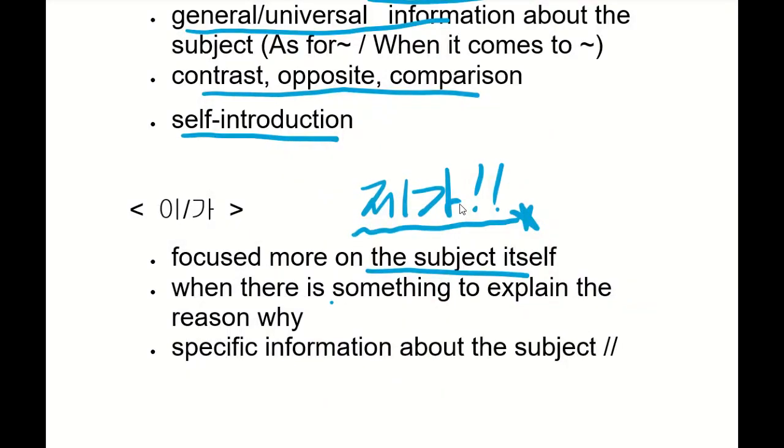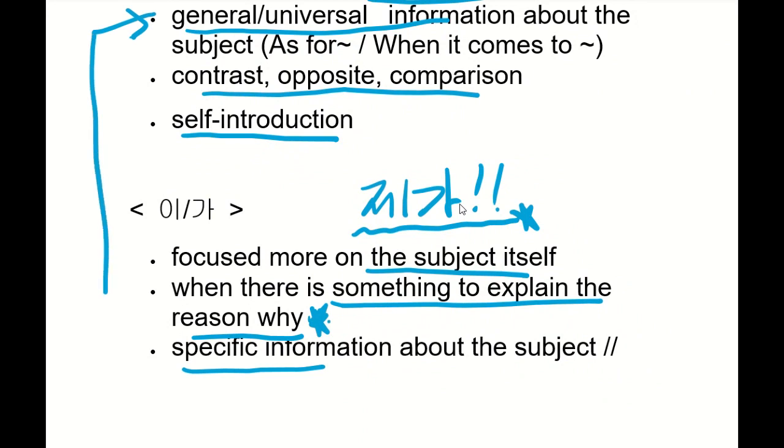And when there is something to explain the reason why, why I was late at school, or why I should go to bed early today, like explaining the reason why I should do this action, or specific information, like the opposite of this. 은는 general information, while 이가 it's about specific information about the subject.